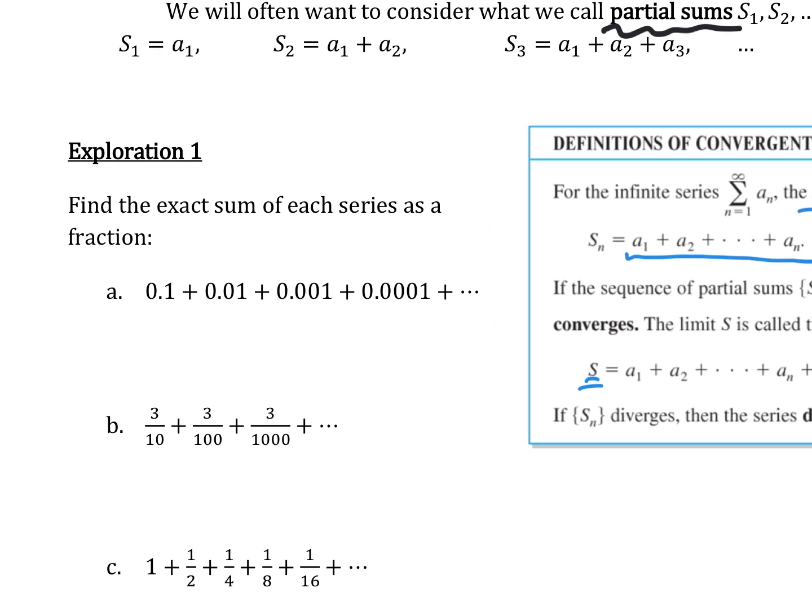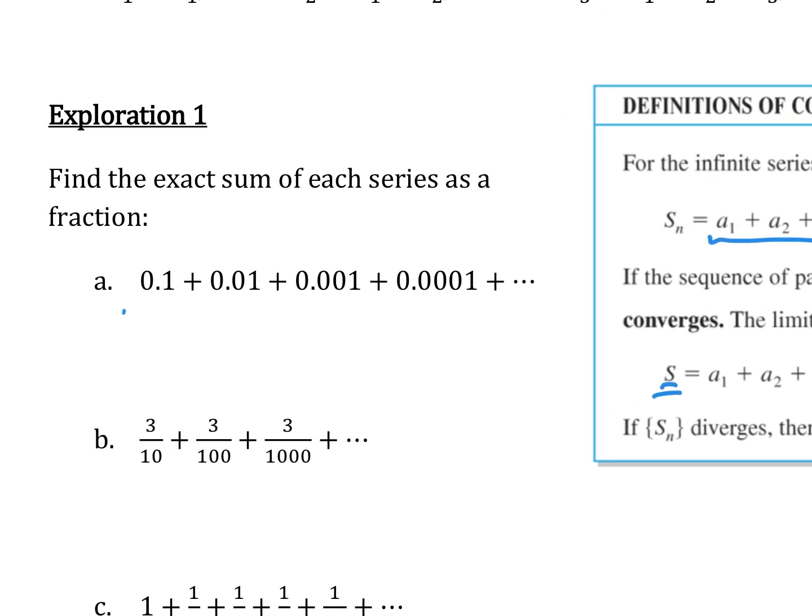So what do we get if we find a pattern like this? 0.1 plus 0.01 plus 0.001, so on and so forth. Now, if we were able to write this out an infinite number of times, what would it add up to? Well, in order to figure that out, we're going to look at our partial sums. S sub 1 is just the first number, that is 0.1. S sub 2 is adding the first two numbers, and that is 0.11.